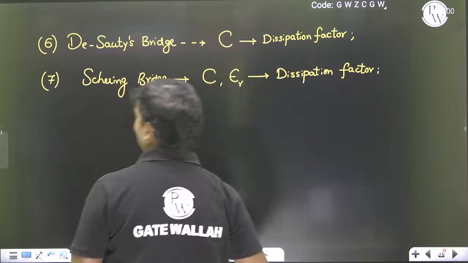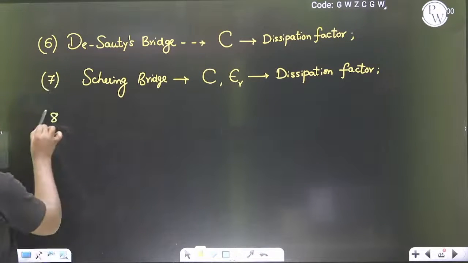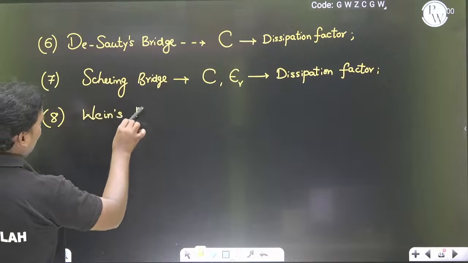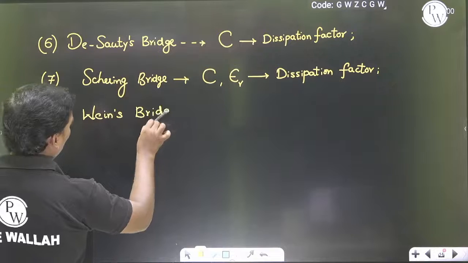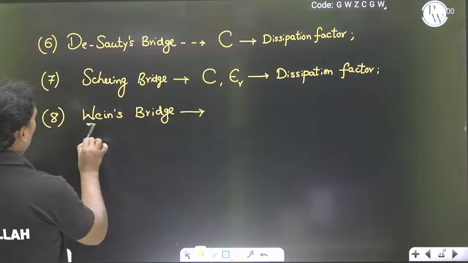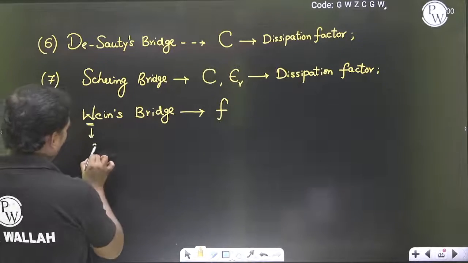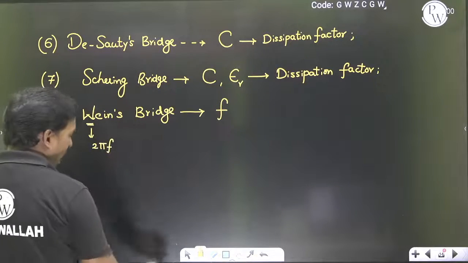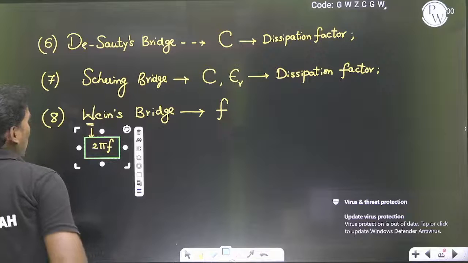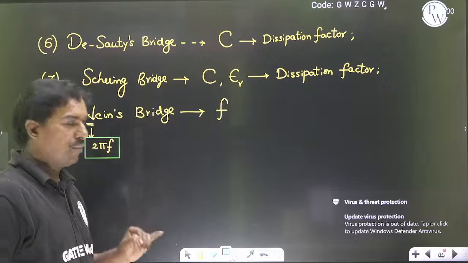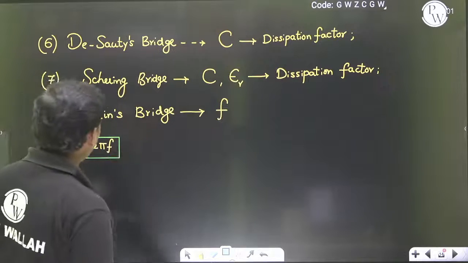Very good. Next, eighth, Wien's bridge. Wien's bridge is for what application? Wien's W stands for the frequency, because omega means 2 pi f. You can remember like this. I am telling you the techniques now. In Wien's bridge W stands for 2 pi f, F stands for frequency.